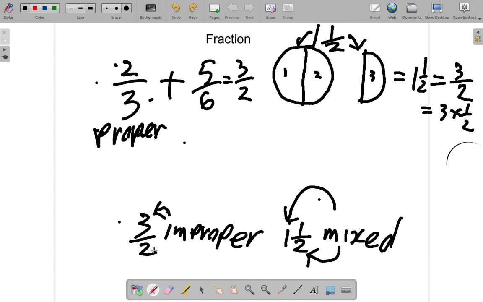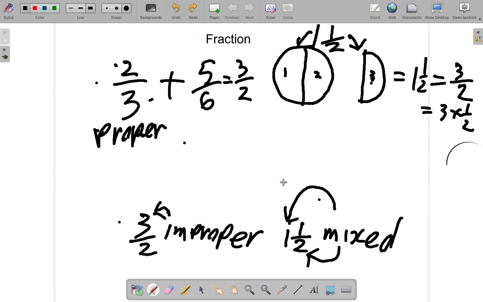And the reason why 1.5 is equal to 3 over 2 is because 1.5 means one whole circle plus half a circle, but that one whole circle has 2 halves, and that extra additional half a circle is one more half, so you have 3 halves, which is 3 over 2.